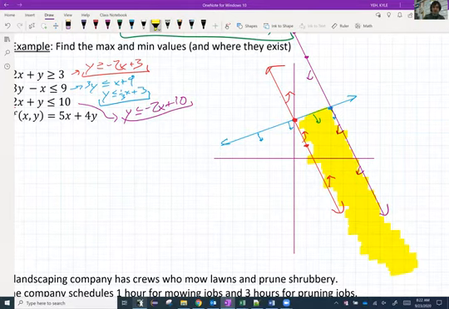So I like to just analyze these anyway. I know the fundamental theorem said we can't necessarily find a max and a min, but this is (0, 3). This is (3, 4).